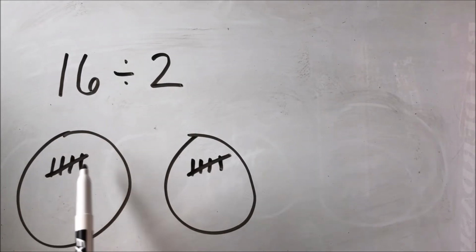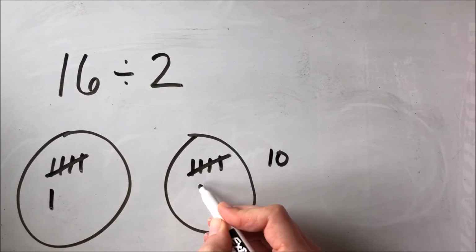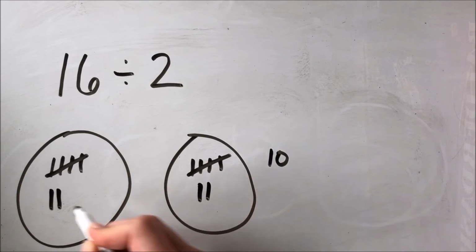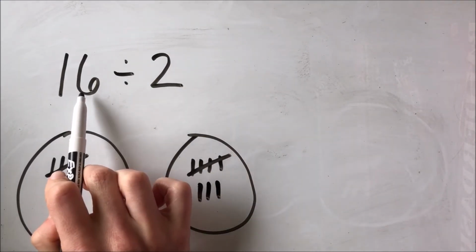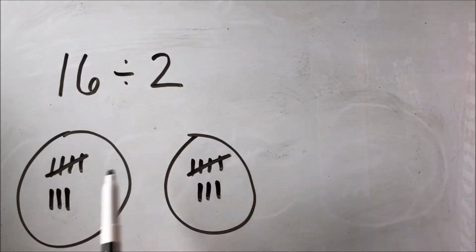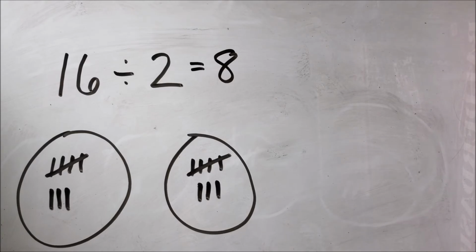So I go back to 5, 10, and I'm going to count on from there. 5, 10, 11, 12, 13, 14, 15, 16. I had 16 items. I divided it into 2 groups, and there are 8 in each group.